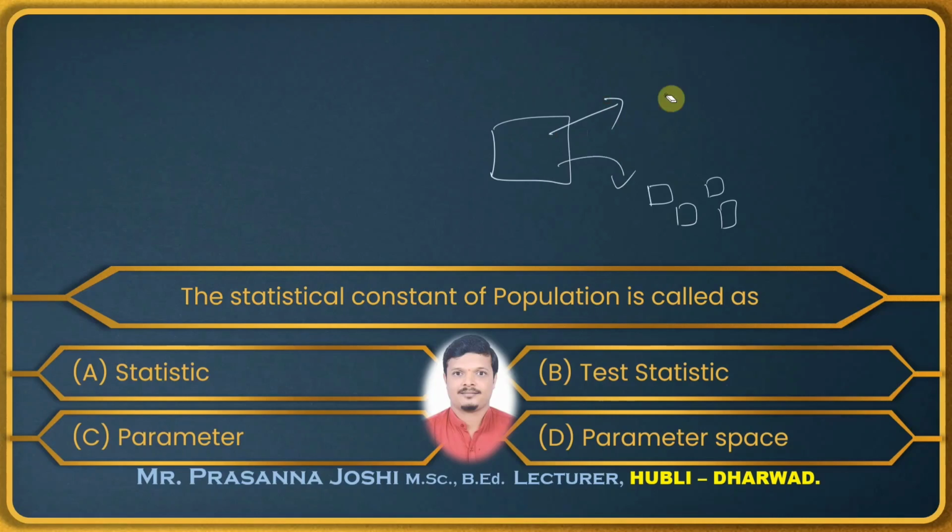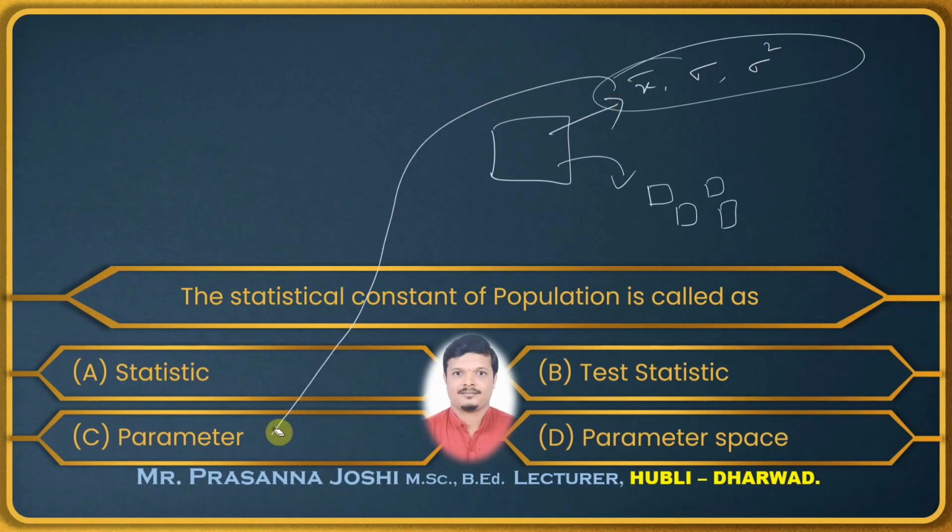From this population, if we calculate any x bar, sigma square, that means mean, standard deviation, variance, anything of that sort, these will be called as parameters. That's why statistical constant of a population will be called as parameter. By chance, if it is asked here statistical constant of these samples, then it will be called as statistic. So here for the given question, the answer goes as parameter.